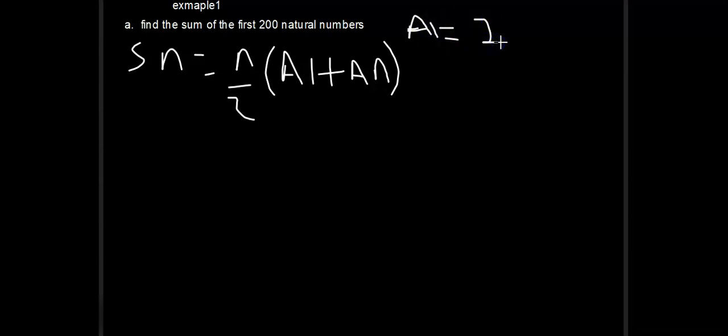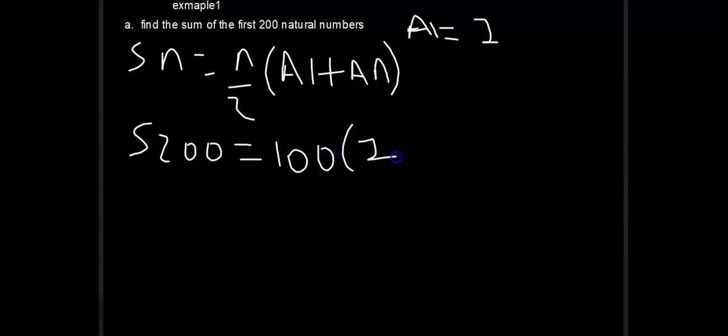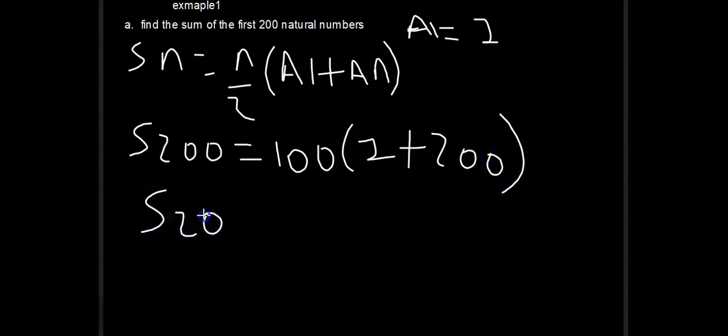And then an is 200, so S200 equals n over 2, which is 200 over 2. When you divide 200 by 2, you get 100. So 100 times a1, which is 1, plus an, which is 200. So S200 is 100 times 201.